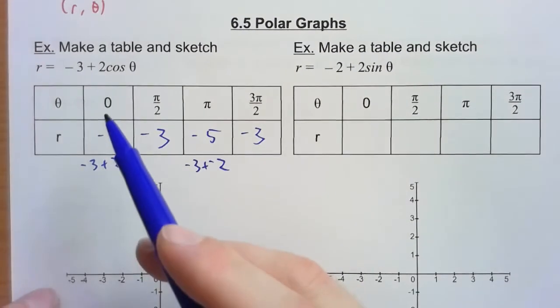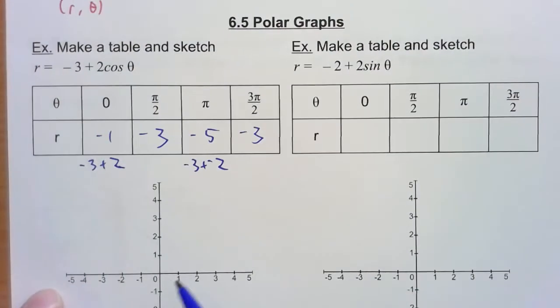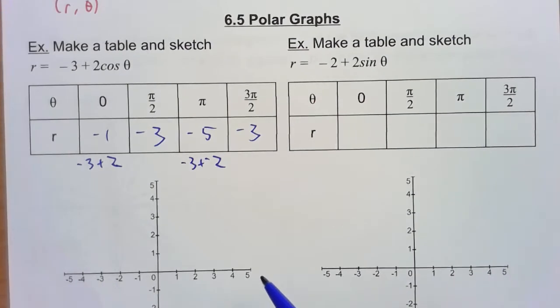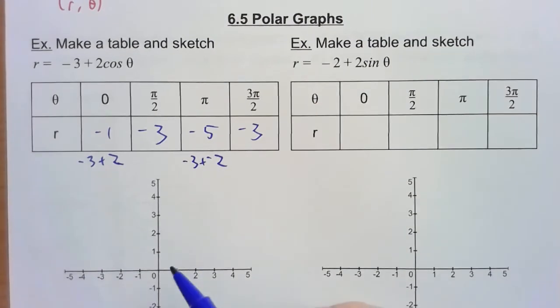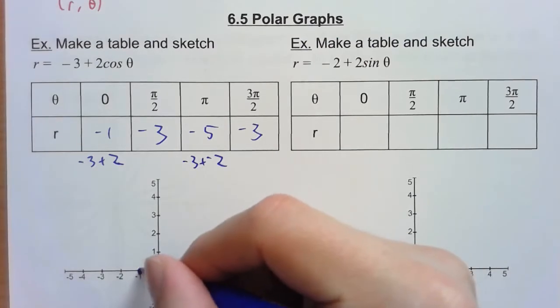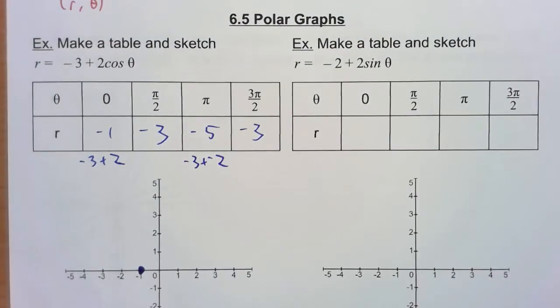All right, so we're going to go the angle 0. Well, the angle 0 is right over to the right here. Okay, but then we've got an r of -1. Remember, negative r's tell us to go in the opposite direction. So instead of being where the angle 0 is, we're going to flip across the origin in the opposite direction. Instead of going right, now we're going to go left, a distance of 1. And so we're going to be right here.